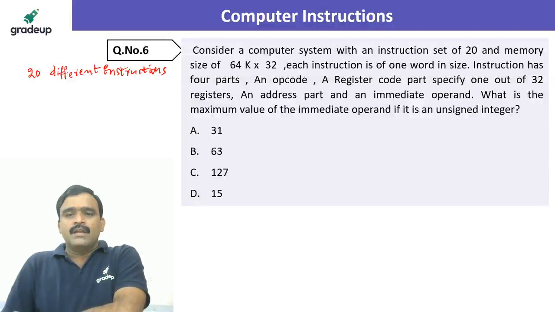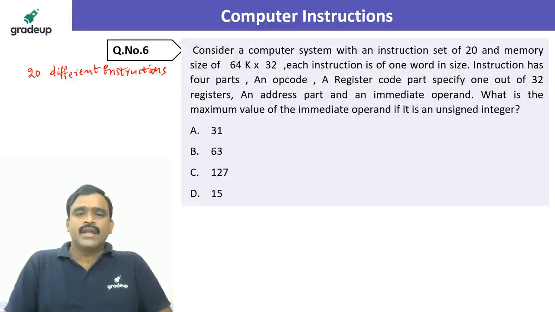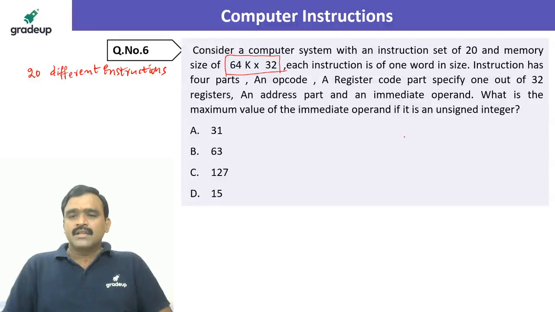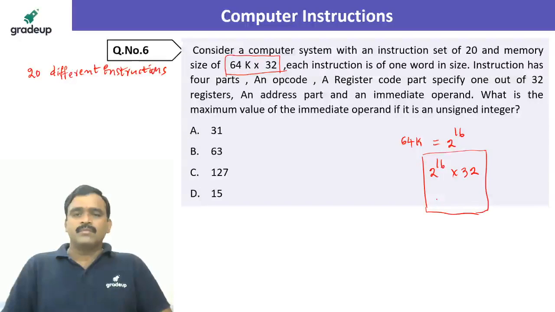And the memory size of 64K into 32. That means there are 64 kilowords, and each word is of 32 bits. 64K is nothing but 2 power 16, so it's 2 power 16 words. So I can say memory size is 2 power 16 into 32. One word size is 32 bits here. This is a RAM.